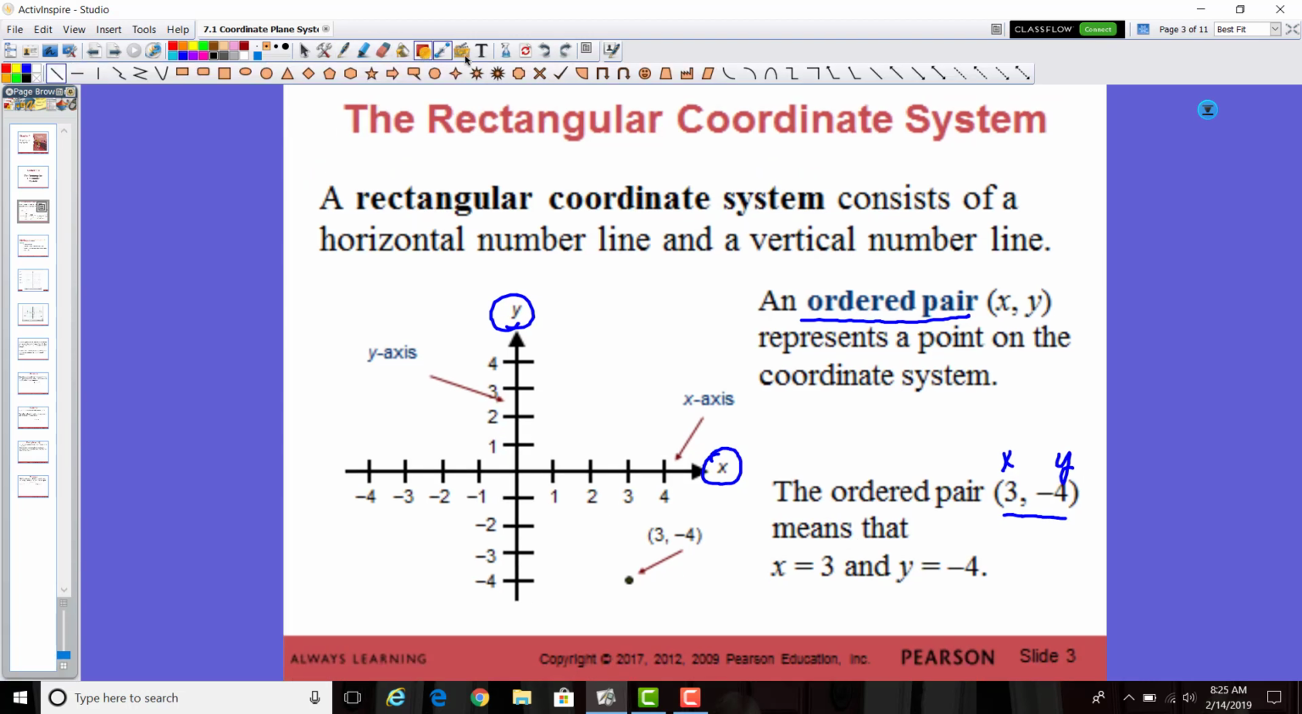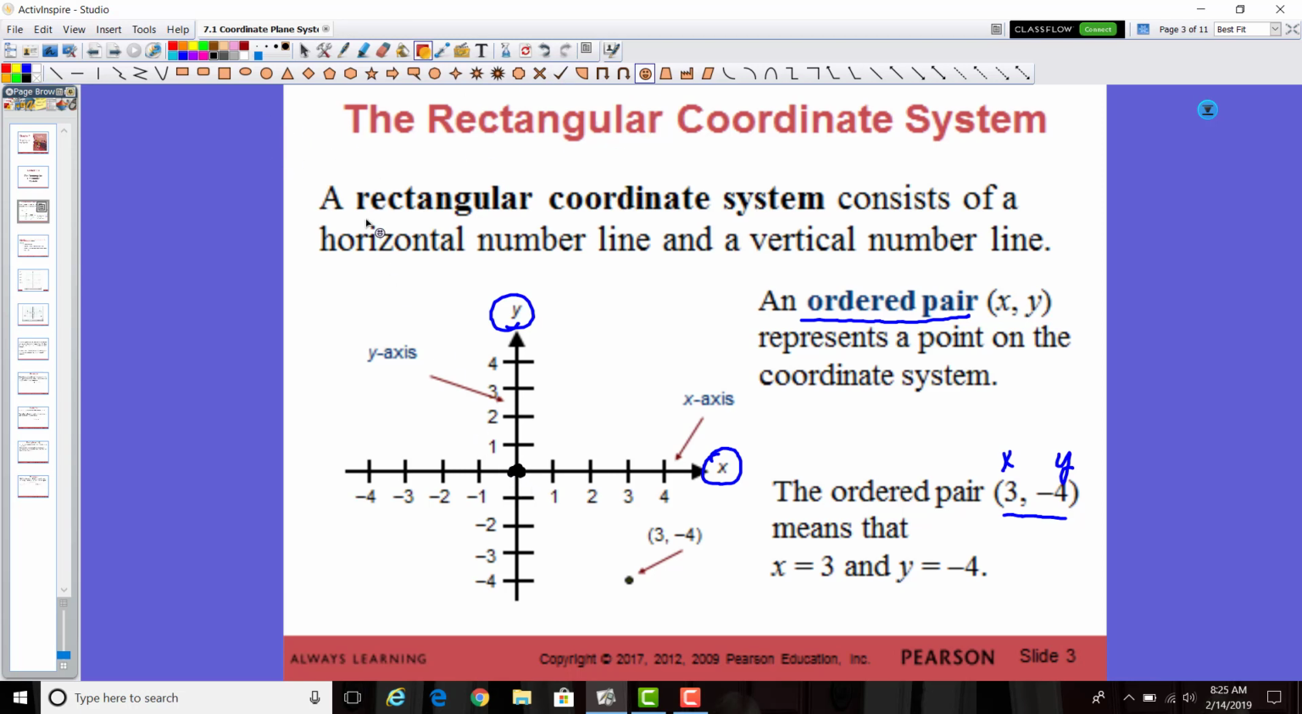Let's see if I can put a smiley face. Let's put a smiley face, the origin. Will it let me? I don't know. Might not be big enough. Nope.